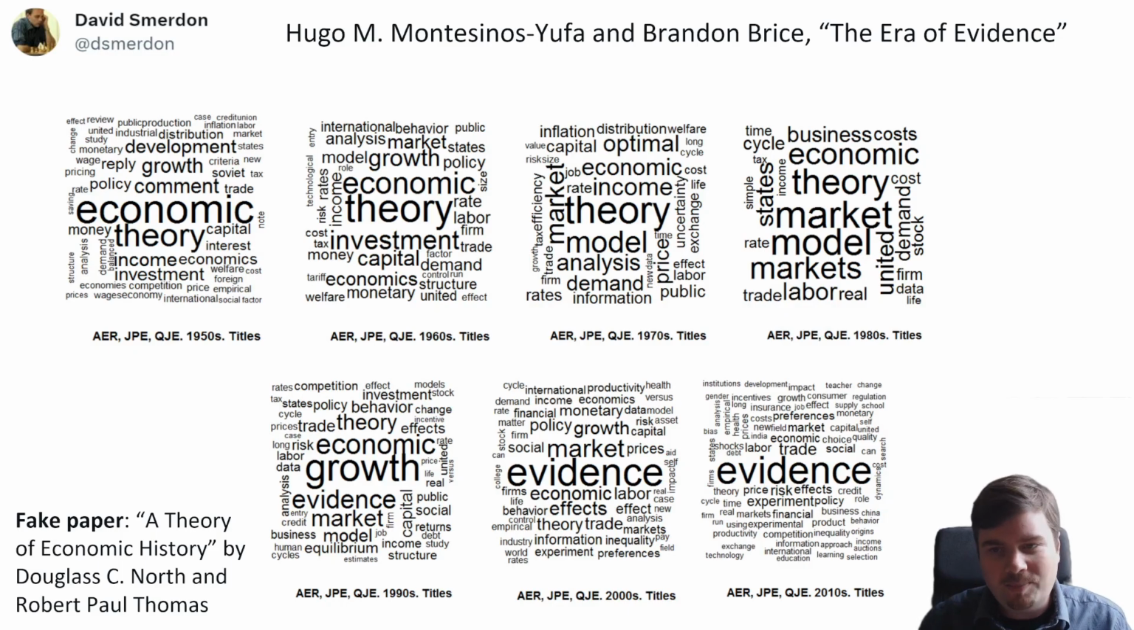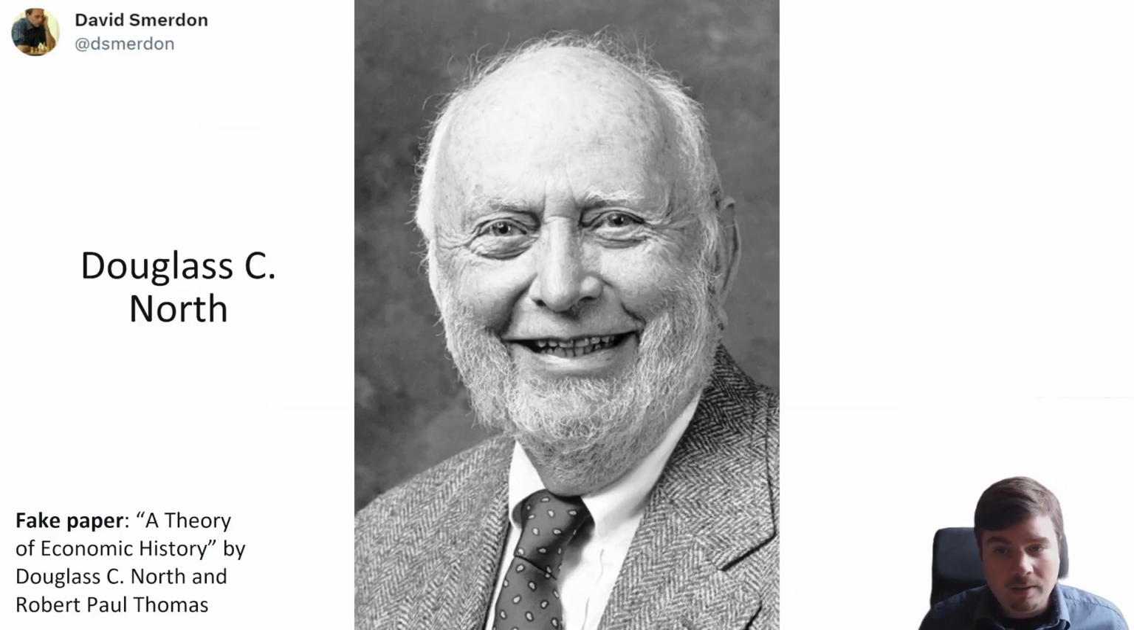So it turns out that papers with those 2 words also commonly have the word history in the title. So that gets us most of the way there to the title of our fake paper, A Theory of Economic History. But then if you wanted to guess who might be the author of the most highly cited paper in economics of all time, well, a good guess would be Douglas C. North, who is the most cited economics professor of all time, according to Google Scholar, also a Nobel laureate.